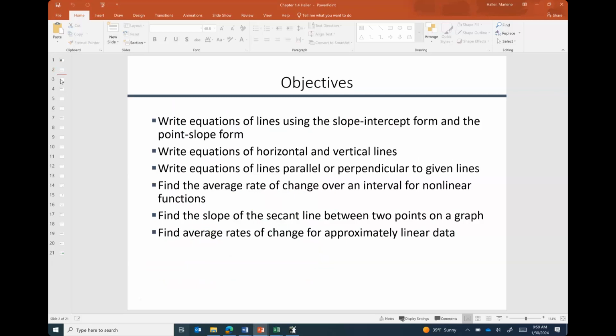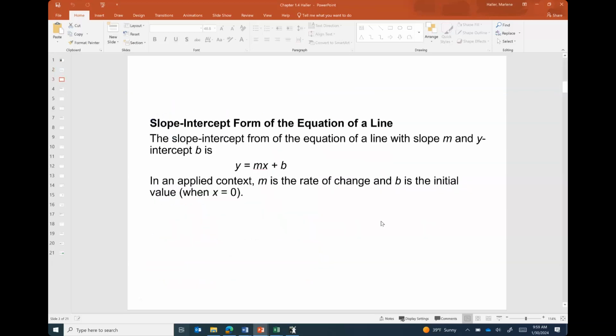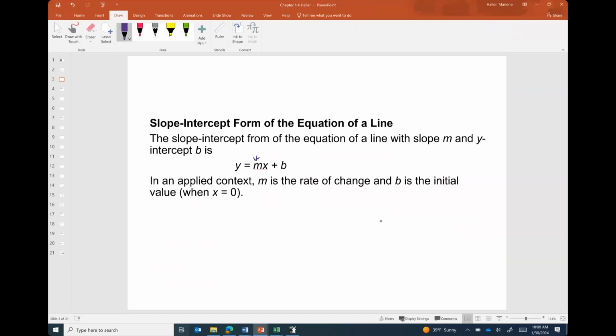All right, in the last section, we were talking about the slope-intercept form for the equation of the line, y equals mx plus b. We'll expand on that a little bit when we're thinking about the graph of the equation of a line. M is the slope of that line. In context of an application, though, that slope is considered the rate of change for that line.